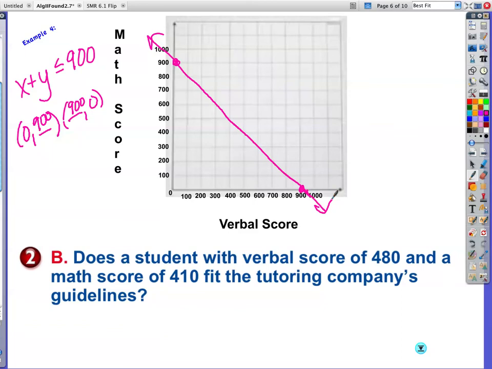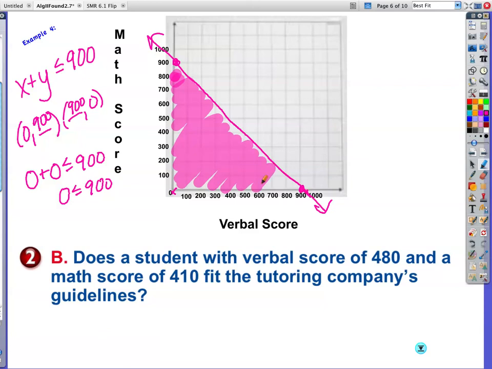I test 0, 0. So I put 0 in for X, 0 in for Y. Is it true? Yes, 0 is less than or equal to 900. So all of these points underneath are points of solution. And actually, in this case, we really shouldn't shade beyond the X and Y axes, because could you really have a score of negative 100? No, you cannot have a score of negative 100.